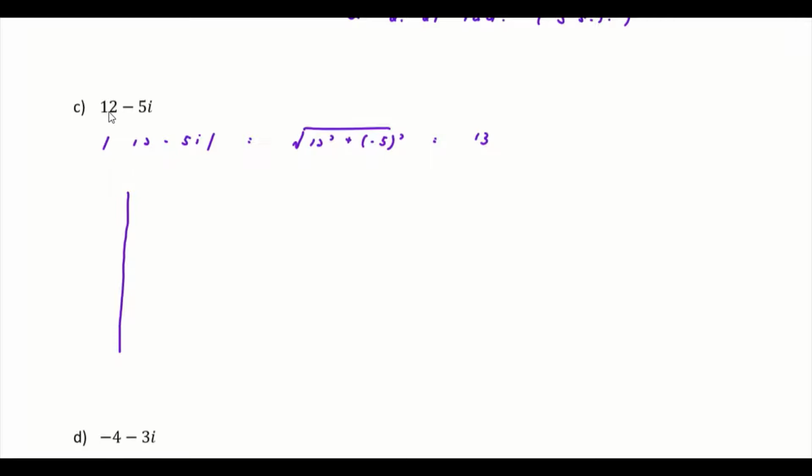So this one, you know that it's going to be in quadrant 4, because 12, then negative 5, right? So that's why your point is somewhere here, where the x is going to be 12 and the y is going to be negative 5. So this is how the position vector looks like.